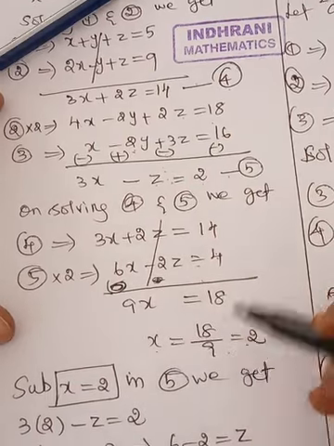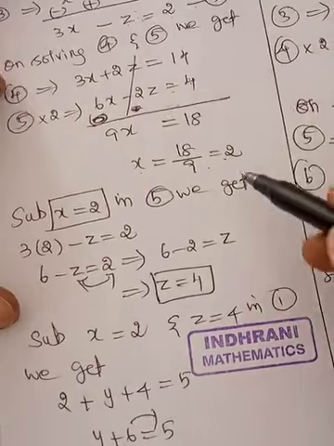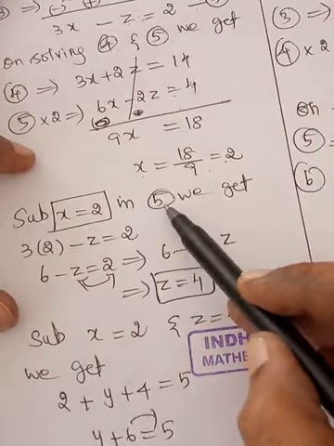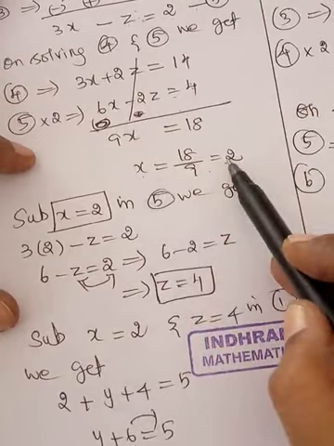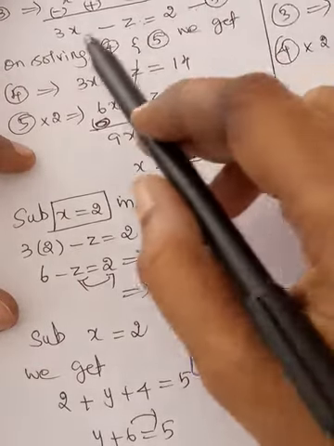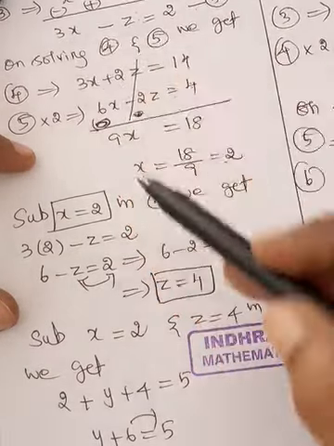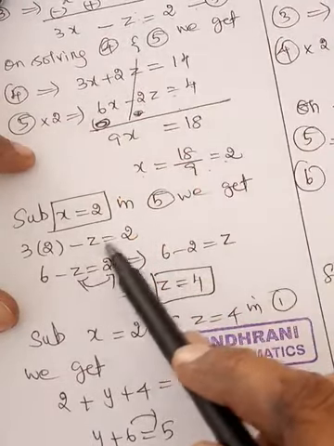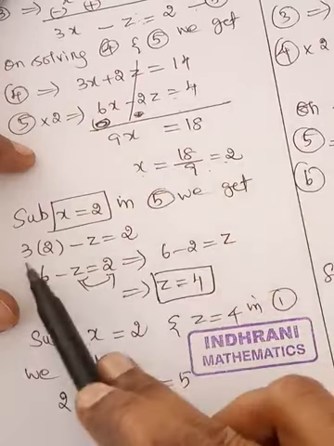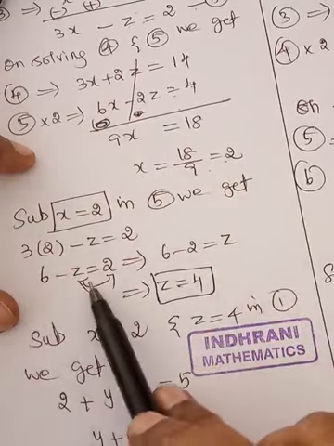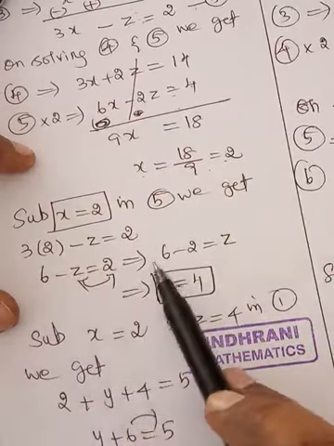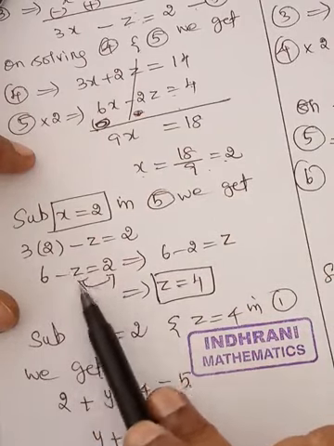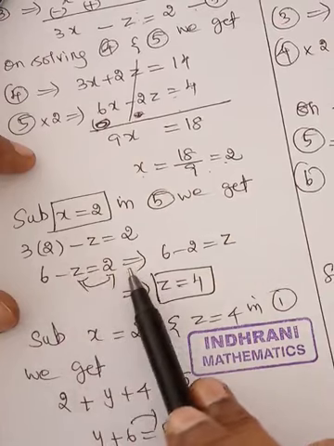Substitute that value of x in either 4 or 5. I have chosen 5. Substitute x equal to 2 in 5. 3 into x, x is nothing but 2, minus z, that is equal to 2. So 3 into 2 is 6 minus z equal to 2, and I want to find out z. So this is minus z, make it to that side, minus z becomes plus z.